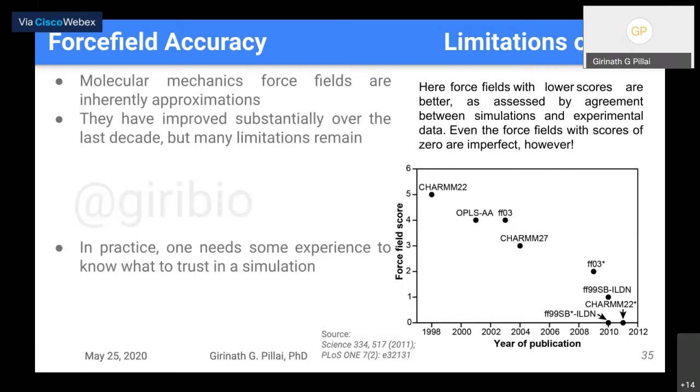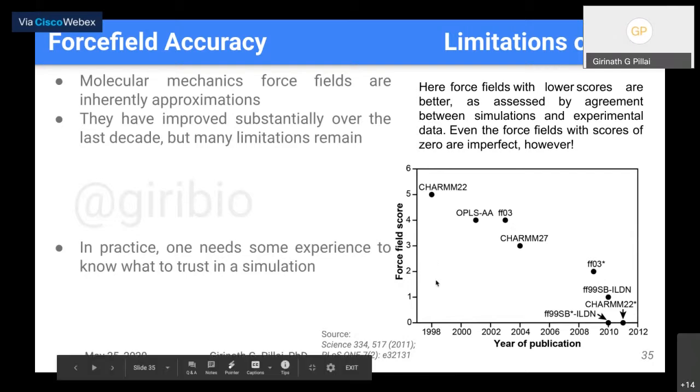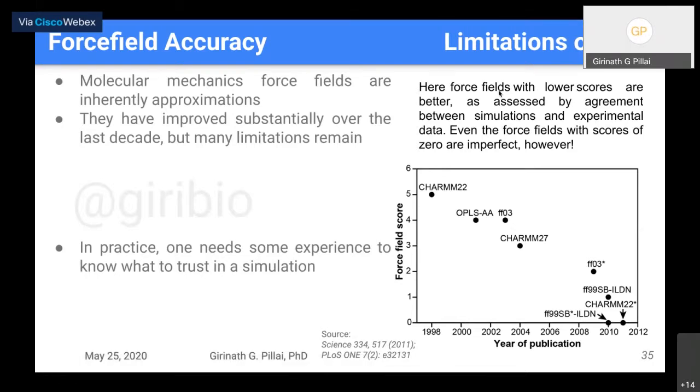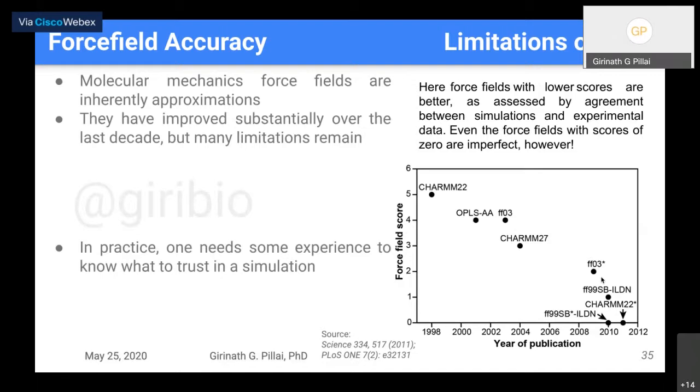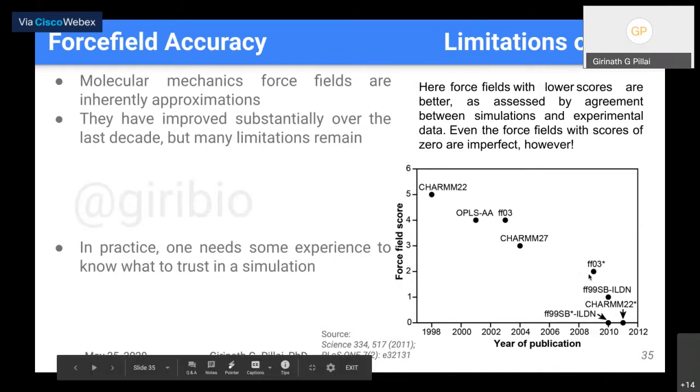So here, on force fields, this is taken from a PLOS One paper. Force fields with lower scores are better, as assessed by agreement between simulations and experimental data. Even force fields with scores of 0 are imperfect, however. You can see that these, FF99 and FF03, are Amber force fields. And CHARMM 22/27 was from earlier days. Now you have CHARMM 36 also, a recent version, March 2020, I think, or 2019, I forgot. 2020, I think. So CHARMM 36 is also available. You can see these force fields are much closer to the experimental data.